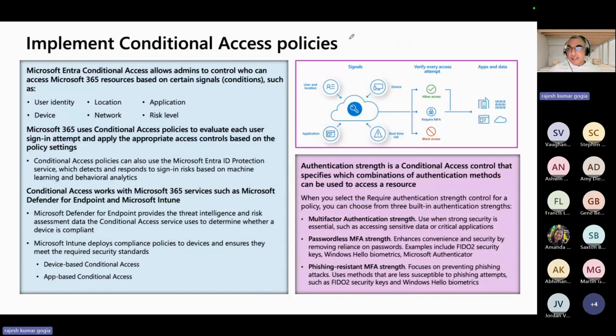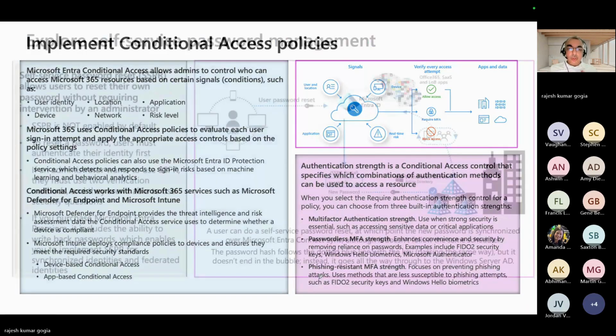So we talked about the conditional access policies, we referred to the signals, isn't it, which I showed you. And based on that, you can allow or grant, and you can enforce multi-factor authentication as well. So all of these measures can help you to manage.